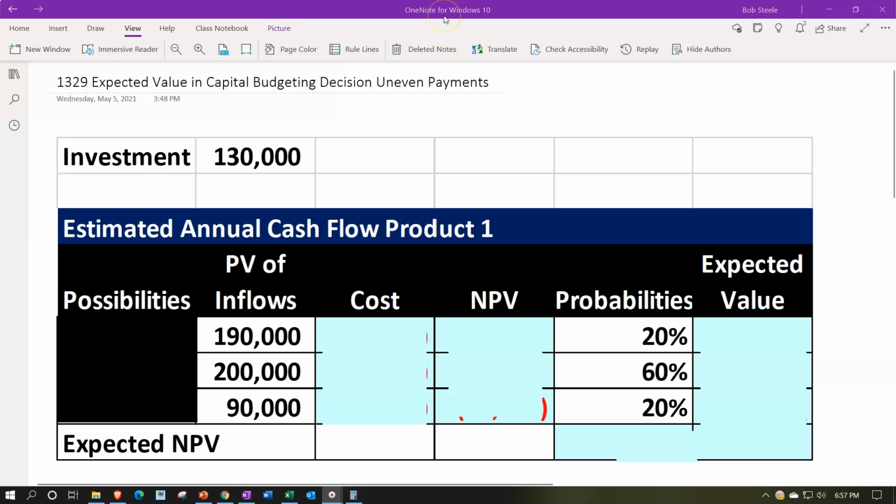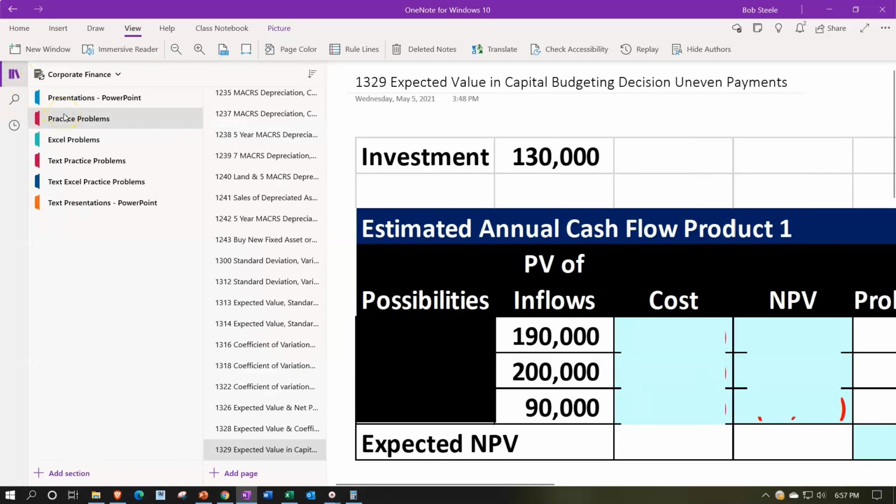Here we are in OneNote. If you have access to OneNote and would like to follow along, you're not required to, but if you would like to, we're in the icon on the left-hand side in the Practice Problems tab, then down in the 1329 Expected Value in Capital Budgeting Decision Uneven Payments tab.